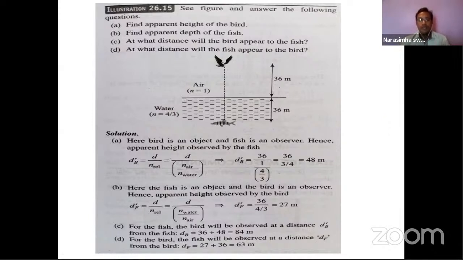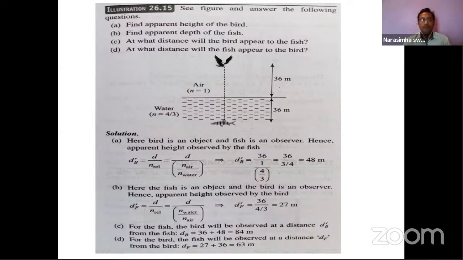We're discussing ray optics related MSET numerics. The other day, we ended with this problem. Let us conclude this, then we'll proceed.